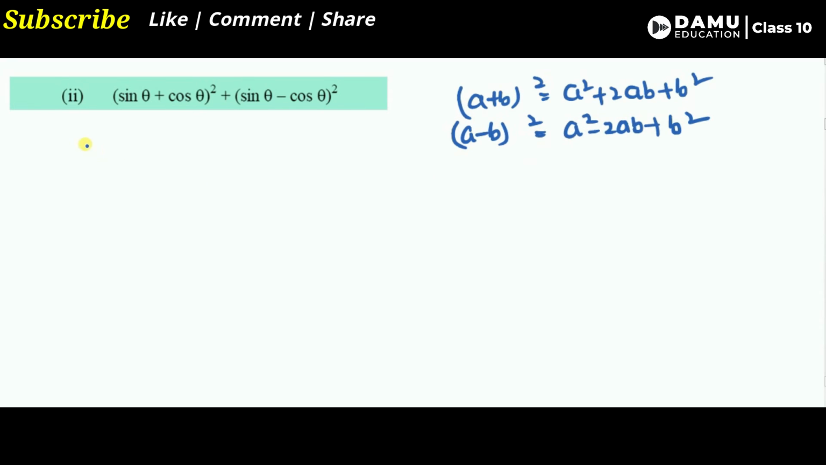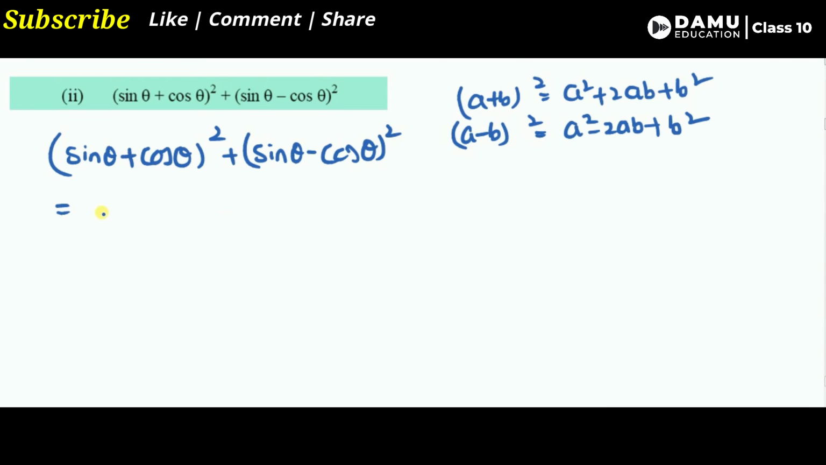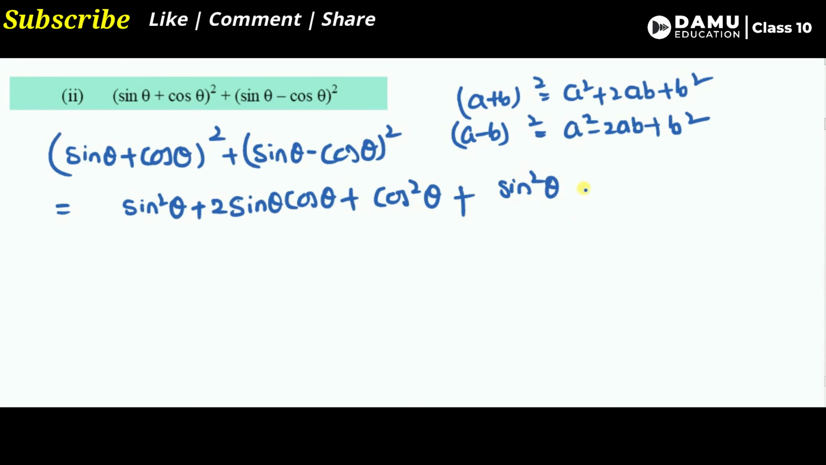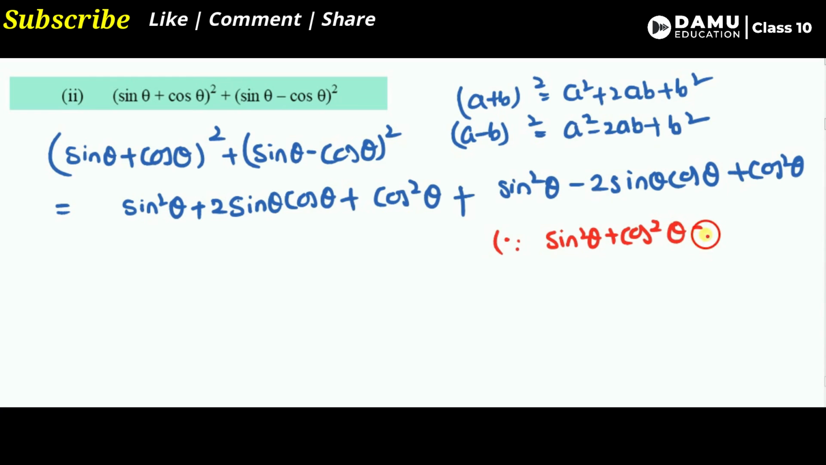Let's take sin theta plus cos theta whole square plus sin theta minus cos theta whole square, and extend this. Sin square theta plus 2 sin theta cos theta plus cos square theta, plus, again in this format, sin square theta minus 2 sin theta cos theta plus cos square theta. From trigonometric identities, as we know, sin square theta plus cos square theta will always be equal to 1.